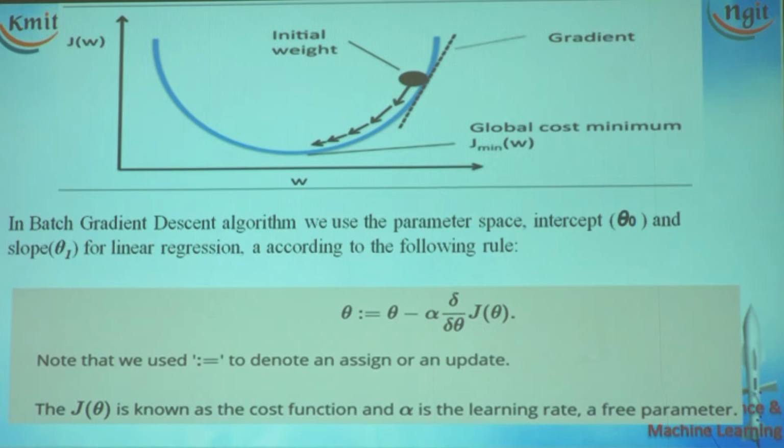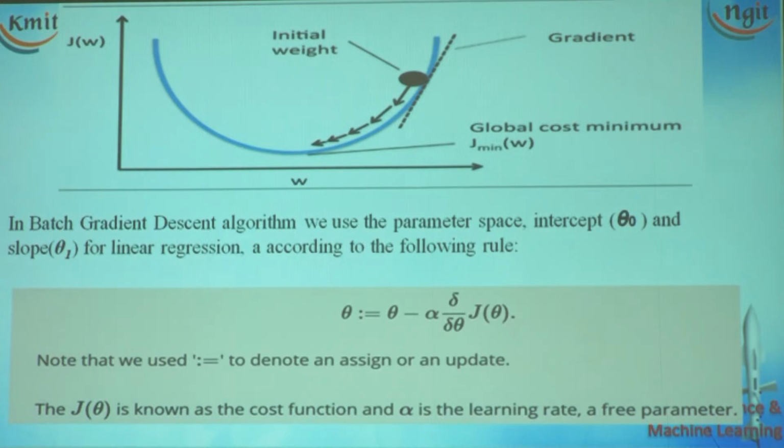See here, we are finding the derivative of the loss function with respect to theta, multiplying it with the learning rate, and subtracting it from our current weight, the current value of beta 1. And we are updating this. And we have to continue this.